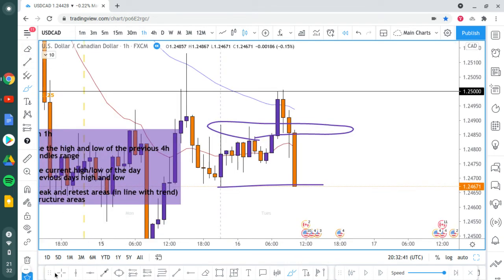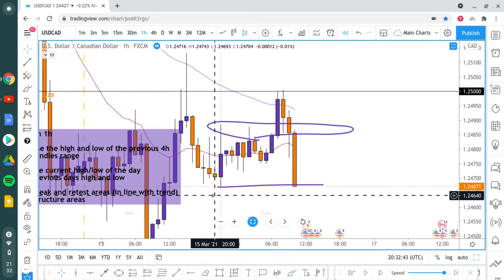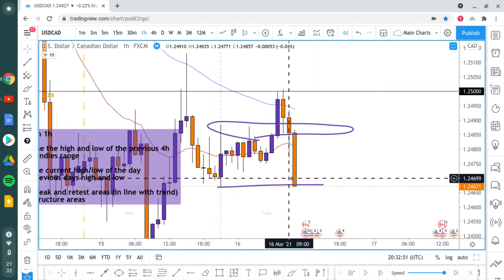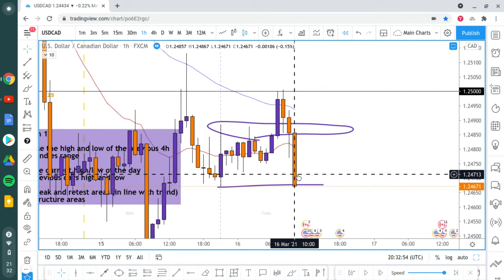Just getting into the habit of expecting what to expect on each 1 hour candle. And then obviously whenever the 4 hour candles come, using them in tandem together. I'm just doing it one time frame by time frame because it's easier for me to explain, rather than going between each time frame.